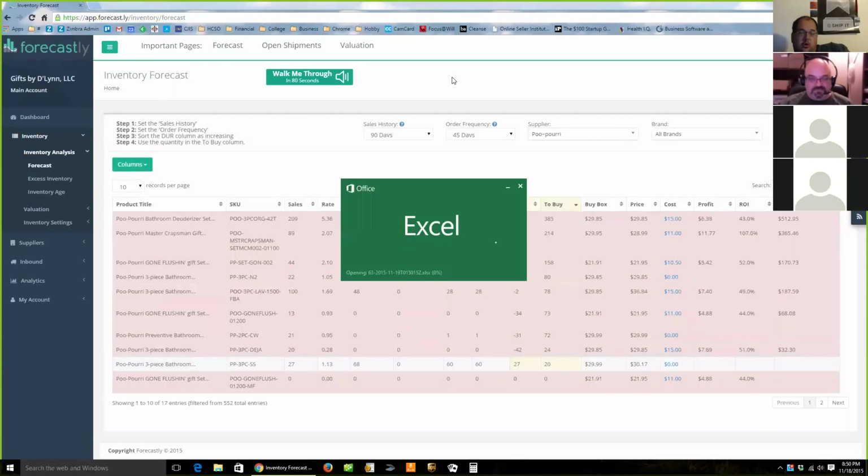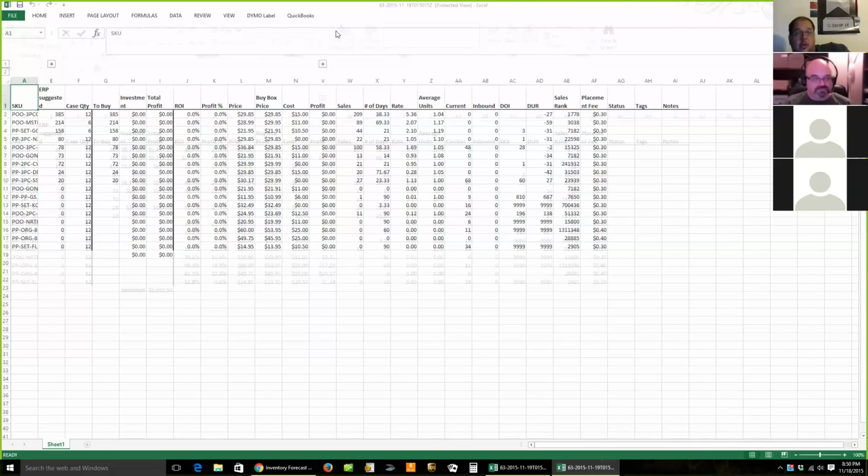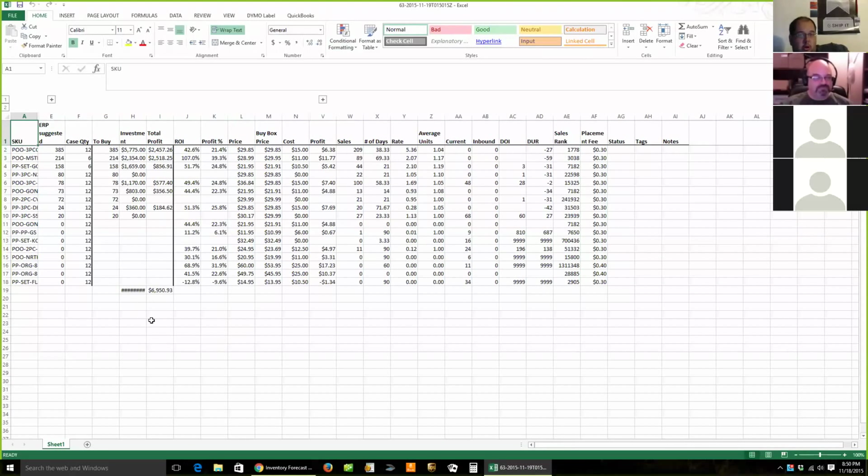So even if you're doing grocery, or beauty, or health, or anything that's replenishable, even toys. You can take this and make it a list of the items that you want to go buy, and basically have a shopping list. Even send somebody else to get those items while you're working on sourcing new things. So it doesn't always have to be just for wholesale.